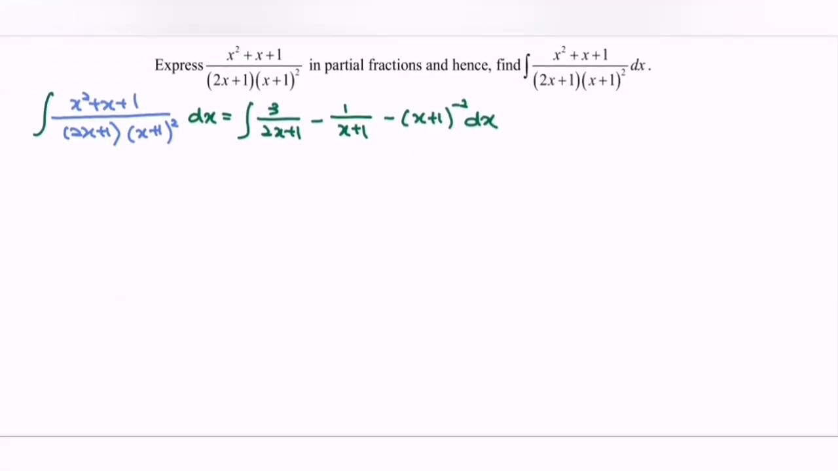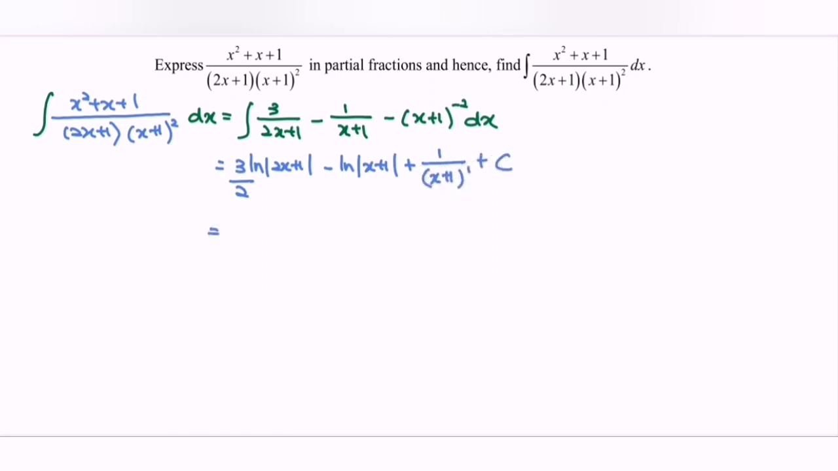Next, we move on with finding the integral. Do remember, get ready for the integration, for the term negative 1 over (x plus 1) squared, bring it up so that it becomes power of negative 2. So focus on the direct method. Where we have 3 ln(2x plus 1) over 2, because we differentiate 2x plus 1, minus ln(x plus 1), then if we differentiate, we will have over 1, plus 1 over (x plus 1) to the power of 1, plus C.